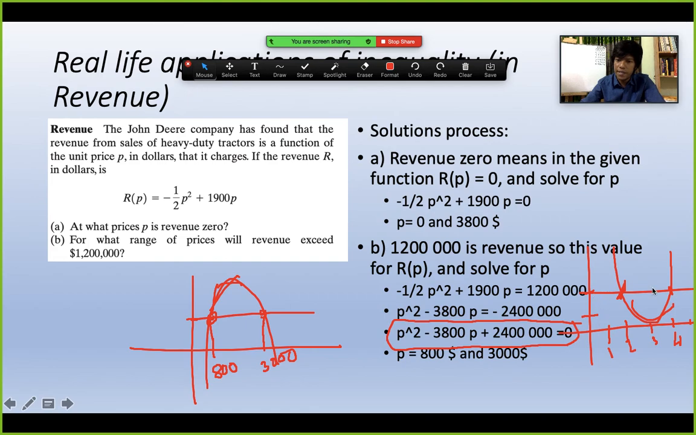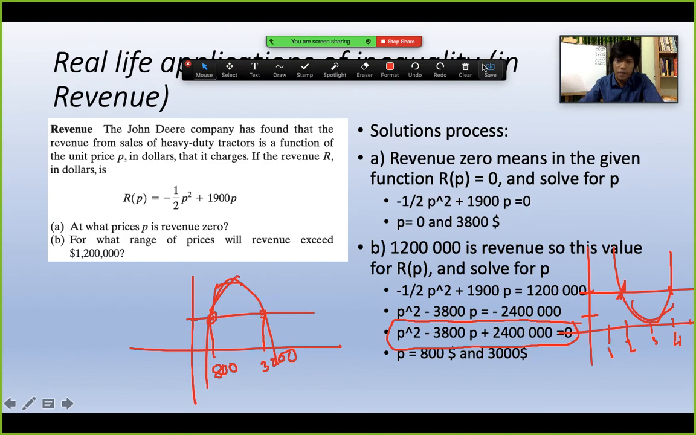How do we know this is about y? Because this is the revenue. Revenue R is used instead of y, so the y value is given here. Okay, this is how we understand this.